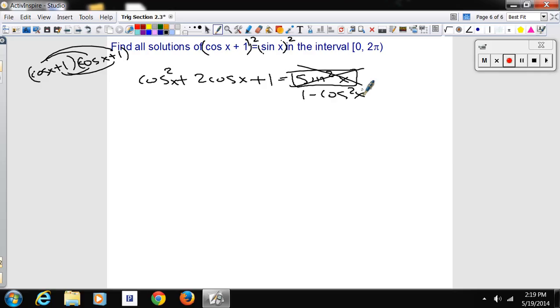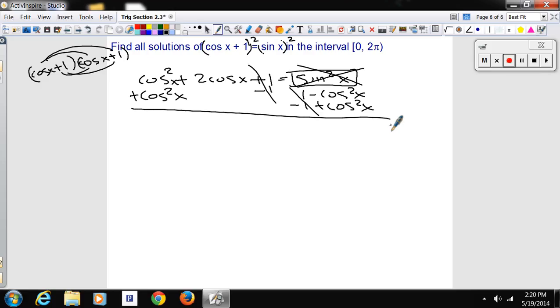Now we got to get it equal to 0. Move the things from the right side over to the left. So I'll subtract 1 on both sides. What's going to happen to my 1s? They'll all cancel out. I'm going to add cosine squared on both sides. What's going to happen to my cosine squared? They canceling out? No, you're going to get 2 cosine squared plus 2 cosines equals 0.